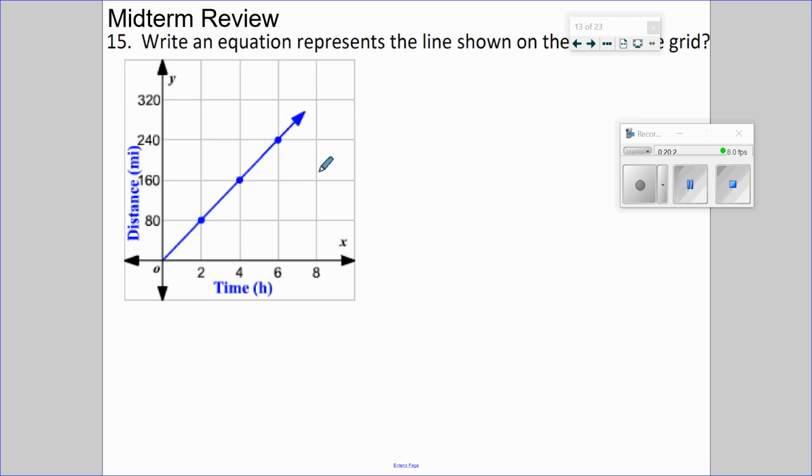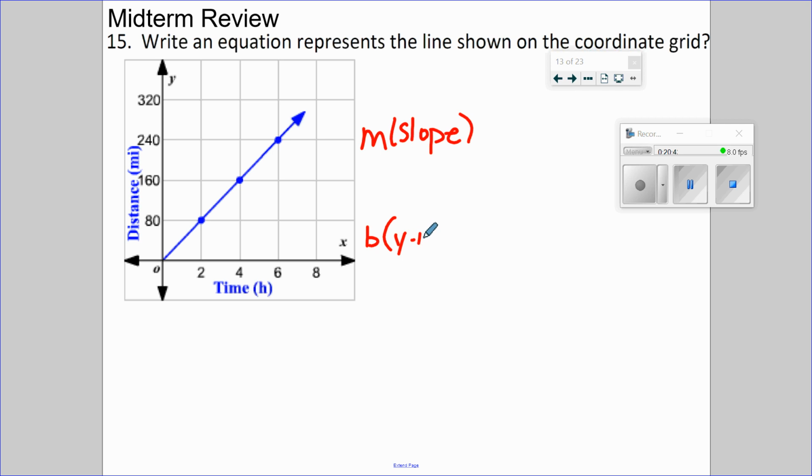Write an equation that represents the line shown on the coordinate grid. Well, the two components of an equation of the line are your m, which is your slope, and your b, which is your y-intercept, or the starting point on the graph.